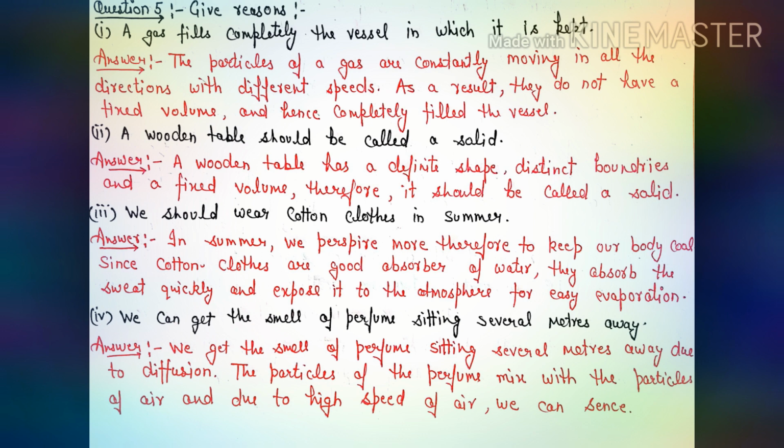Number 3, we should wear cotton clothes in summer because in summer we perspire more. Therefore, to keep our body cool, since cotton clothes are good absorbers of water, they absorb the sweat quickly and expose it to the atmosphere for easy evaporation. Number 4, we can get the smell of perfume sitting several meters away. We get the smell of perfume sitting several meters away due to diffusion. The particles of the perfume mix with the particles of the air, and due to the high speed of the particles, we can sense it.